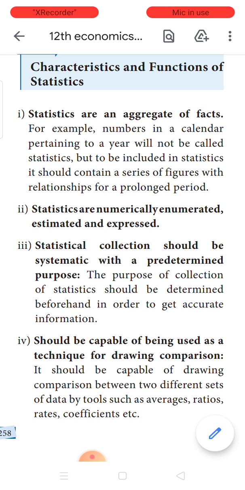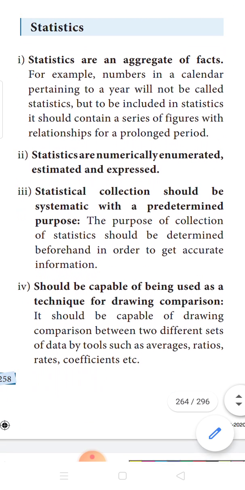And the media is also publishing the statistics regarding the corona deaths, the number of admissions, the number of discharges, and the number of deaths are also given, district wise, everything is given. So just the number of days in a month doesn't mean statistics. Only when a series of figures are attached to it, or the relationship is being shown for a prolonged period. Prolonged means for a longer period of time, then you call it statistics.